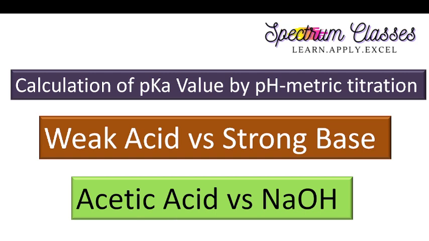Actually, I am not going to perform the lab activity. I am just going to do the calculation part here, because the detailed lab activity and its calculation has already been done in the potentiometric titration of weak acid versus strong base. So let's start with the video, right?